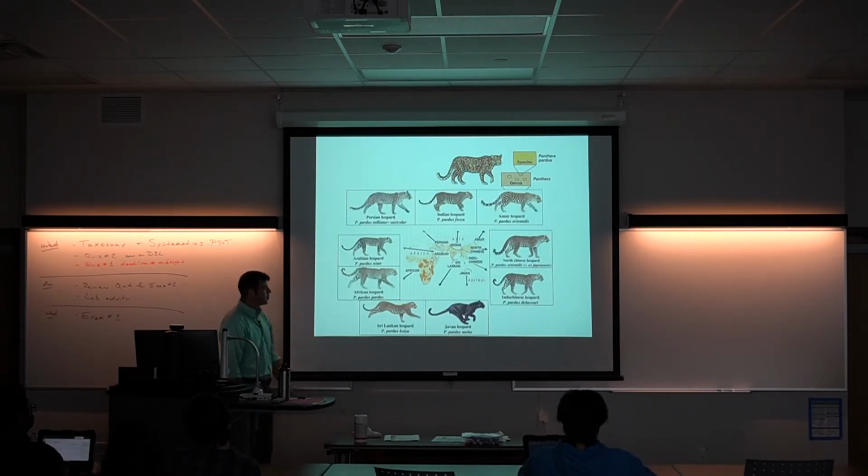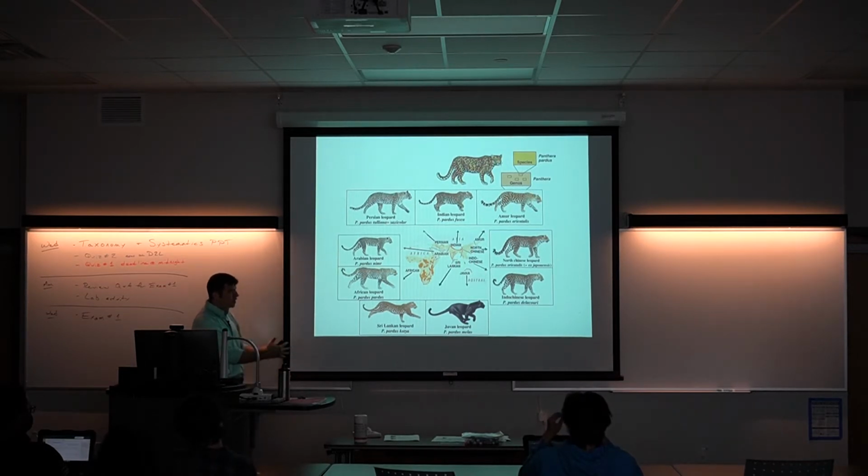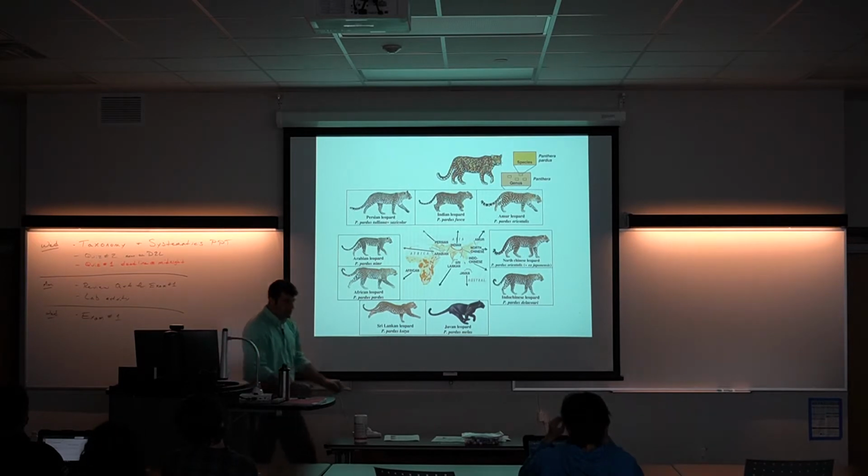I added this picture just to show you a variety of different leopard species. You can see that they all have the same genus name, but they have separate species names, kind of indicating a difference between the two. And I liked this picture because it also shows the different geographic regions that each of those different species of leopard evolved in, showing us that allopatric speciation.